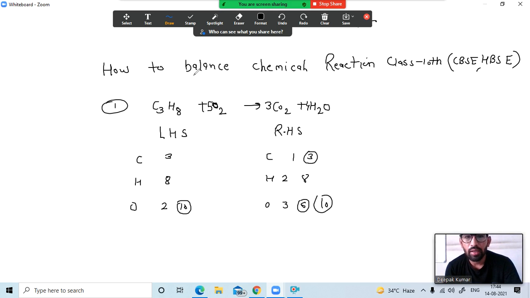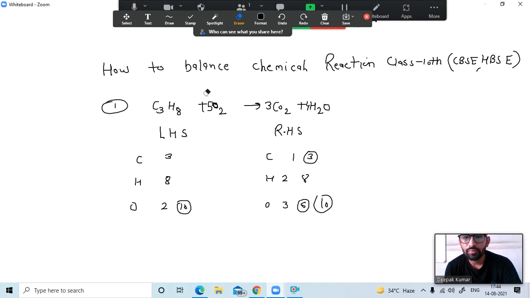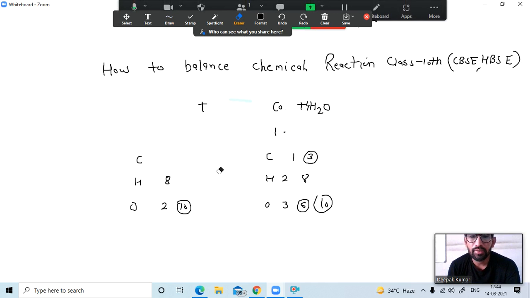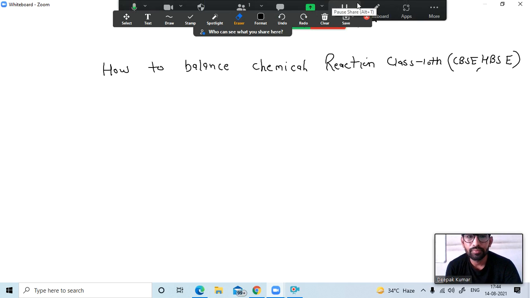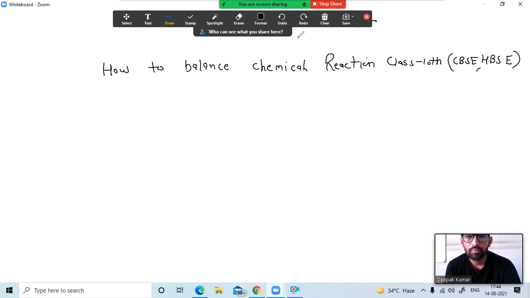Now we are going on to the next reaction and checking whether the reaction is balanced or not. Now your next reaction is Fe2O3 plus aluminium gives iron plus Al2O3.